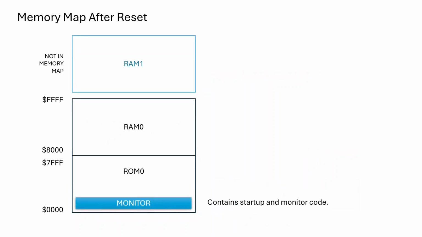After reset, ROM 0 starts at address 0, and that's where the monitor initially resides. And then RAM 0, the first RAM chip, is at address 8000. And RAM 1, the second RAM chip, is not in the memory map.